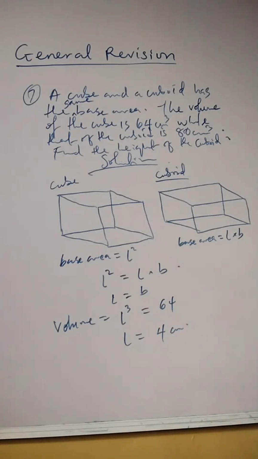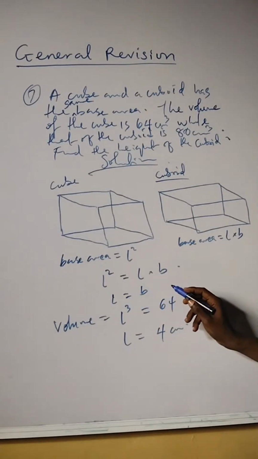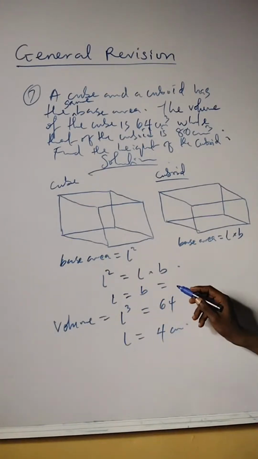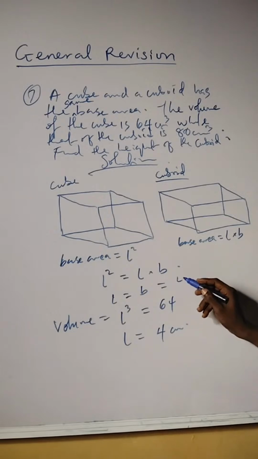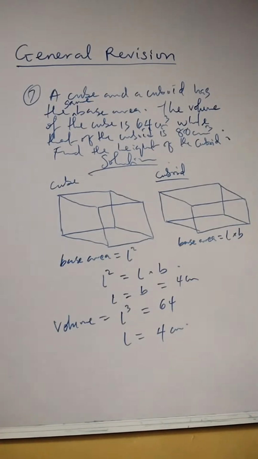Now, since L equals B, L is 4, and B is also 4, from what I got here. Easy now. And then the volume of the keyboard is 80 centimeter cube. Find the height of the keyboard. In fact, it's very easy.